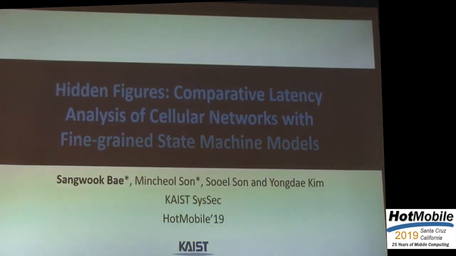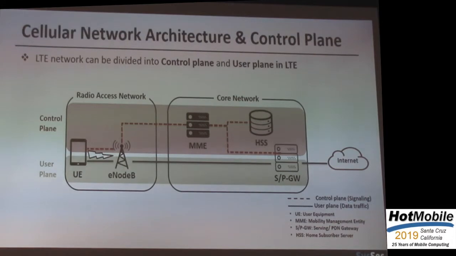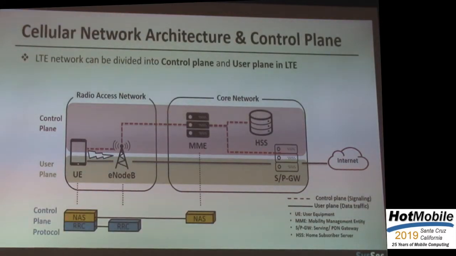So let me start with some introduction to the cellular control plane. A cellular network can be divided into two planes. The user plane takes charge of delivering data traffic, and the control plane manages the information flow and signaling between the elements in the network. In the radio access network, user equipment communicates with the cell tower, Node B, by the radio resource control protocol, and especially the mobility management entity, MME, manages the UE by the NAS protocol. It covers the UE's authentication with the HSS and sets up the session by exchanging signaling messages with the gateways.